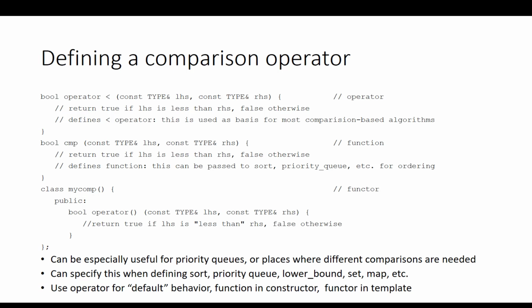And so whether you're doing a sort or a priority queue, or you're doing lower bound, or any of these things, you can use this to specify how things are compared when two things need to be compared. If you want the default behavior, you can use the operator for that.